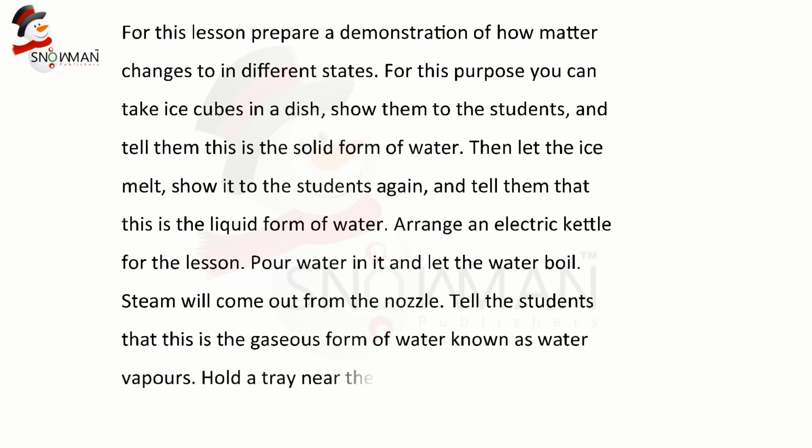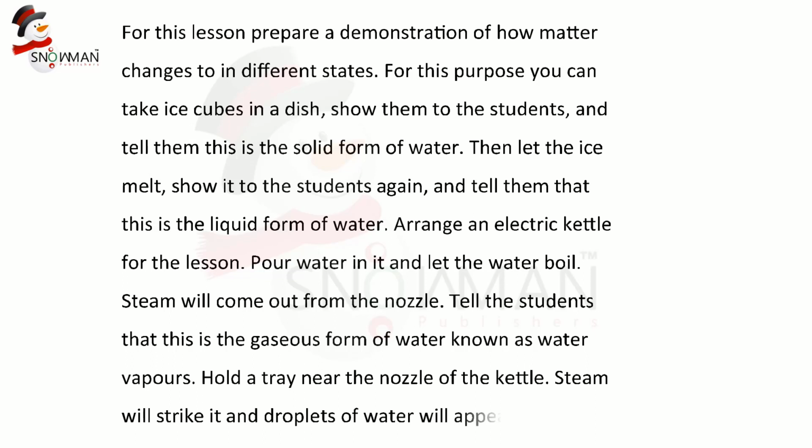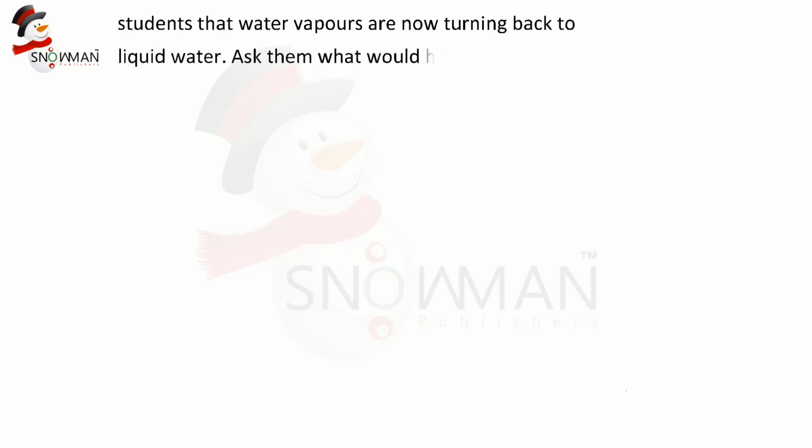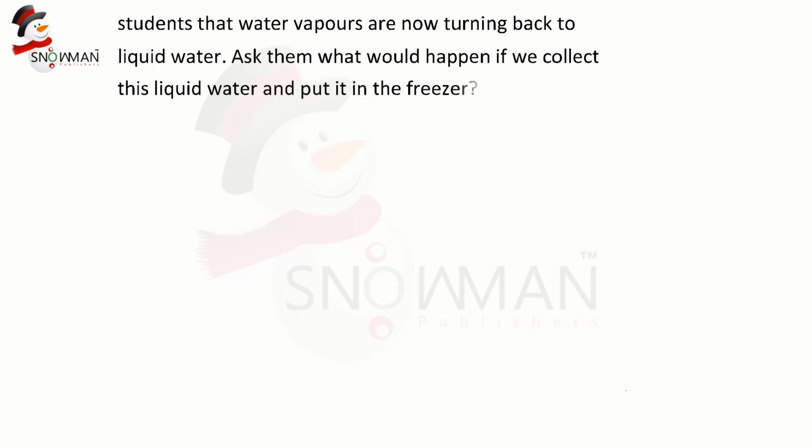Hold a tray near the nozzle of the kettle. Steam will strike it and droplets of water will appear. Tell the students that water vapors are now turning back to liquid water. Ask them what would happen if we collect this liquid water and put it in the freezer.